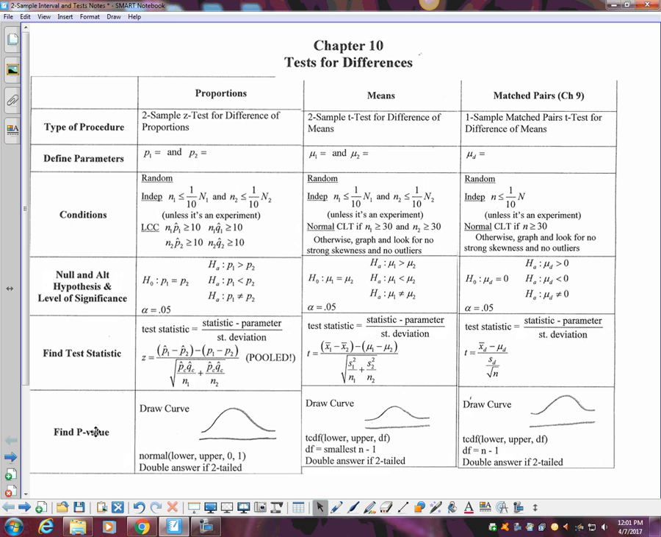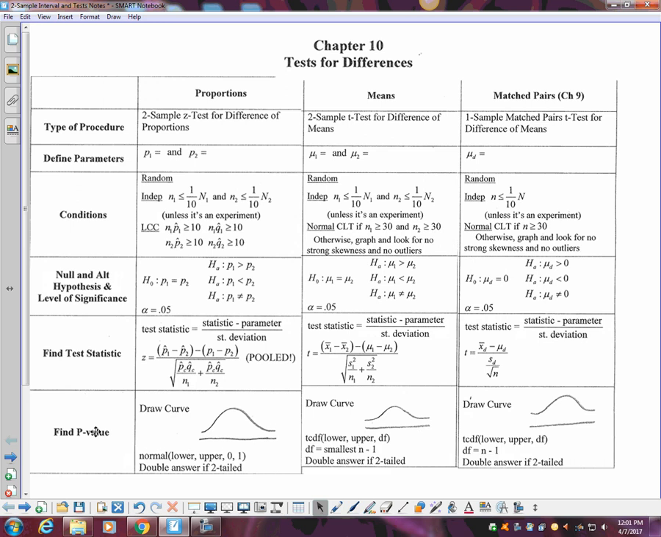Conditions, it's the same old, same old. It has to be random, independent. Because you have 2 samples, you have to show n sub 1 and n sub 2 for both proportions and means. And again, remember, when it's matched pairs, you only have 1 sample, so you only have 1 of those. And then that's unless this is an experiment, and then you would write independence is not needed because it's an experiment.